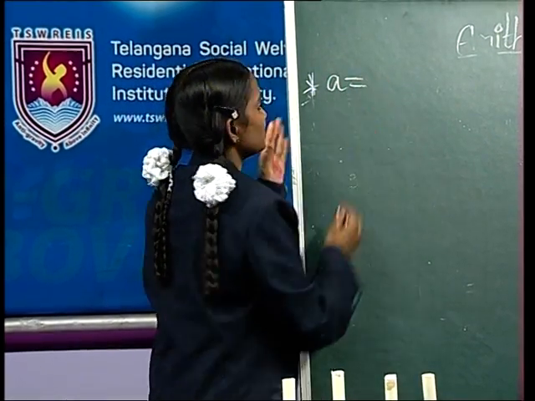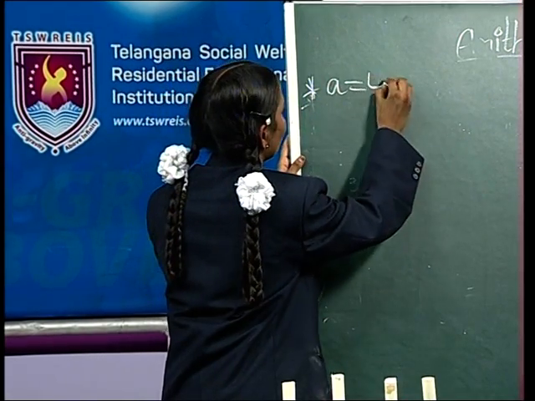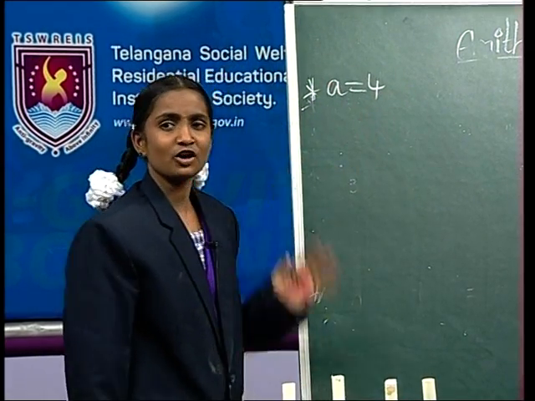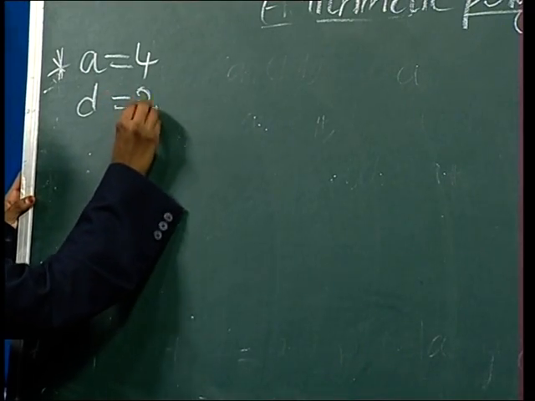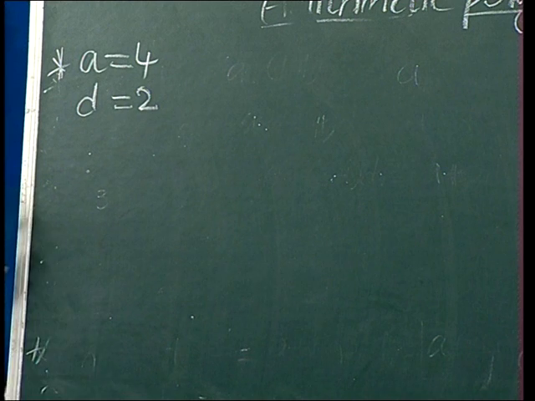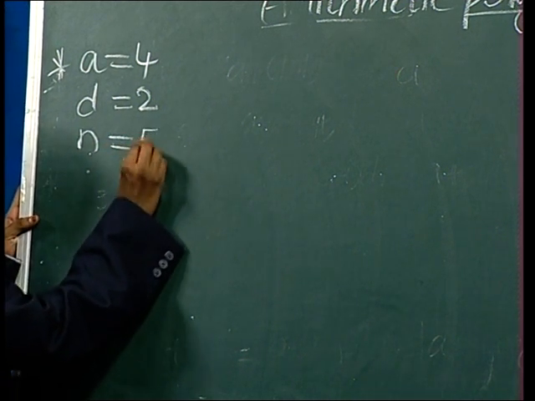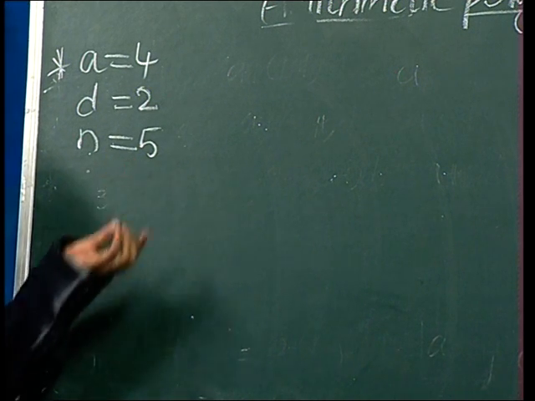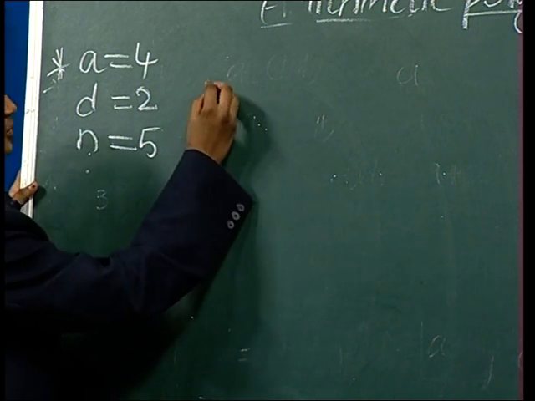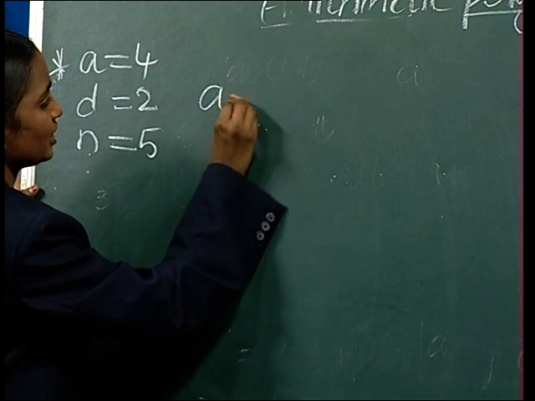Let us take the first term of an arithmetic progression, a equal to 4, the common difference d, and the nth term 5. So, now we are going to find the fifth term of an arithmetic progression.